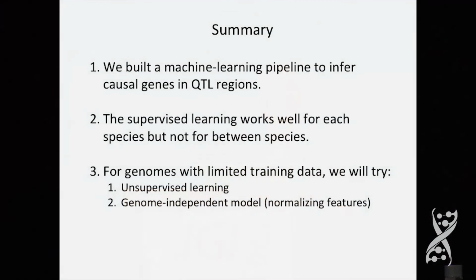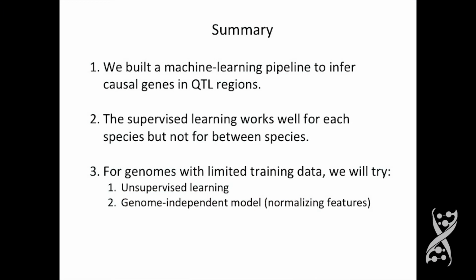So in summary, I've told you that we built a machine learning pipeline to infer causal genes in QTL regions, and that the supervised learning approach works well for each species, but not so great between species. And so to try to build models for species that have very limited training data, we're going to try a couple of approaches, like unsupervised learning and a genome-independent model by normalizing the features.